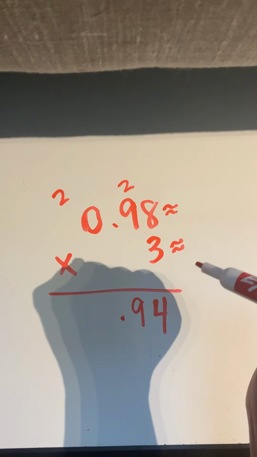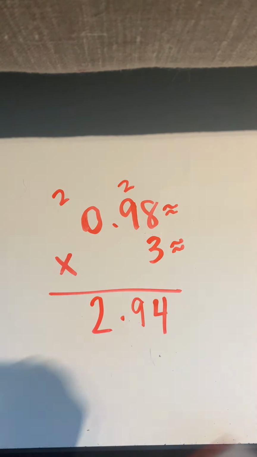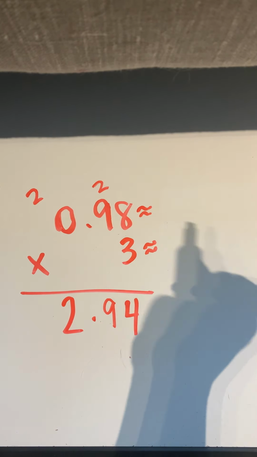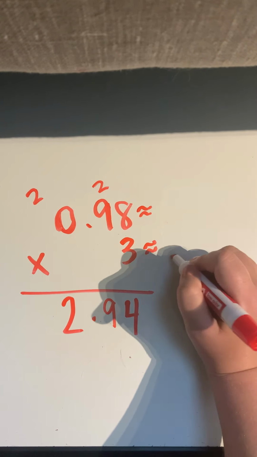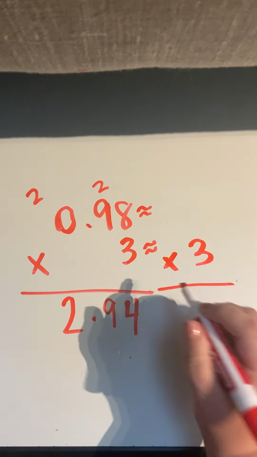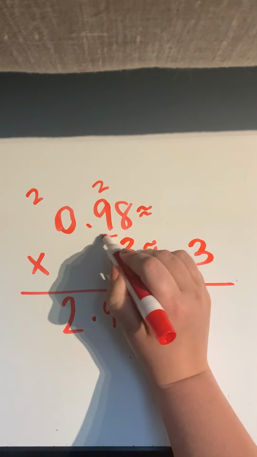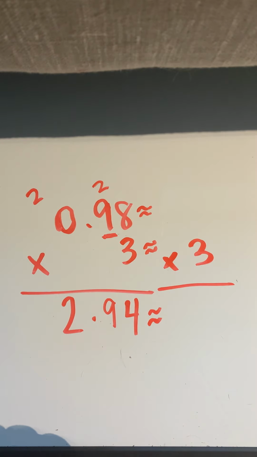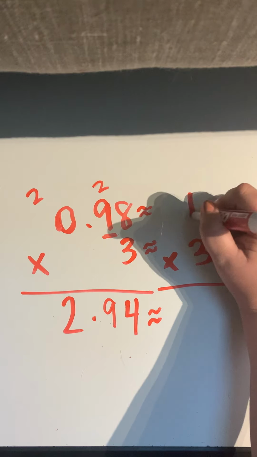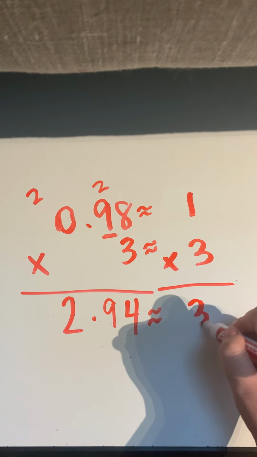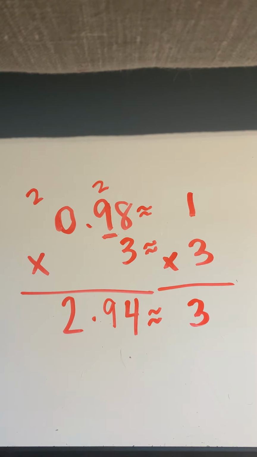3 times 0 is 0, plus 2. Perfect. Okay, now let's go ahead and estimate to see if we're close. So I know my 3 is going to be the same, so I'll just do that there. Okay, now I'm going to go ahead and look up here in my tenths. My 9 is definitely 5 or more, so I'm going to raise the score, so that's just going to be a 1. And 3 times 1 would be 3. So I can see that, yes, this is a reasonable answer.